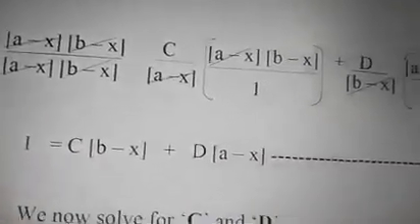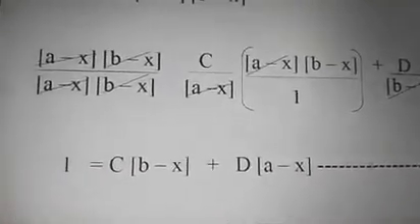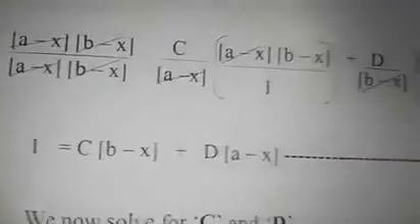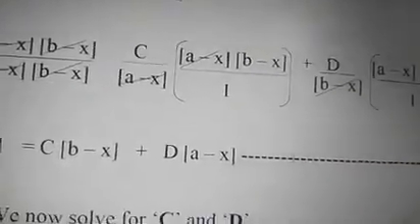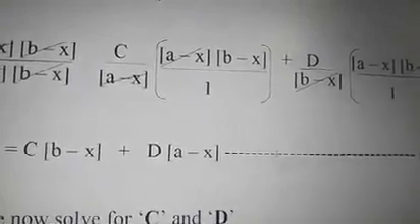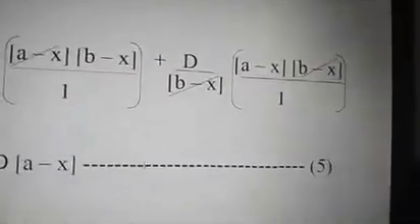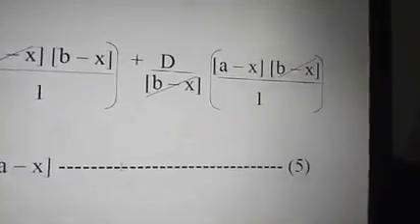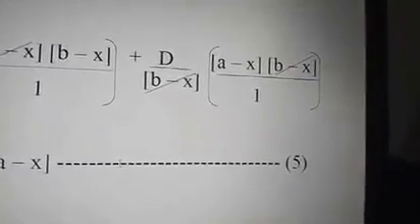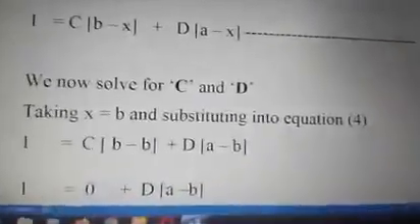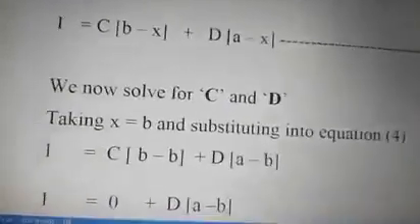So we have the right hand side cancelling out giving us 1. On the left hand side, A minus S cancels A minus S, remaining C into B minus S. Then D, we'll have B minus S, but cancel B minus S, leaving behind D into A minus S. So that is equation 5. We'll now go ahead to solve for C and D.